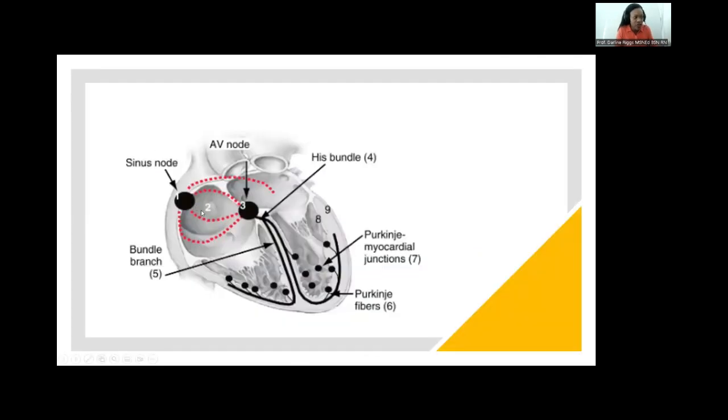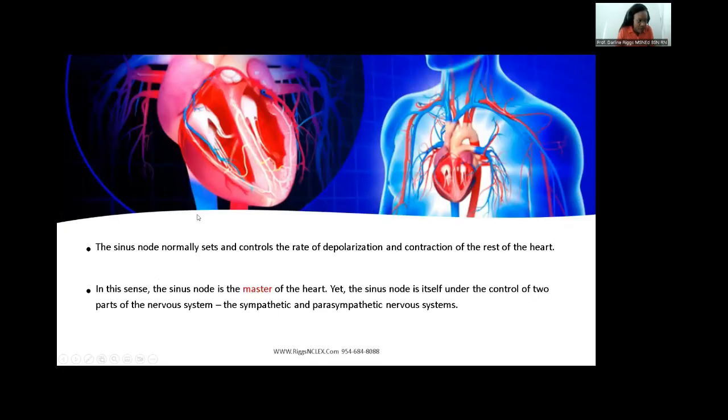So here's another nice, beautiful picture of that. Your sinus node right here, and then the firing continues all the way to the end of the Purkinje fibers, okay? So visualize that. So now your sinus node is what sets the whole control of the contractions of the heart, right? The depolarization of the heart. So if that is not going well, then the rest is going to be impacted. So this is somewhat of a master, okay?